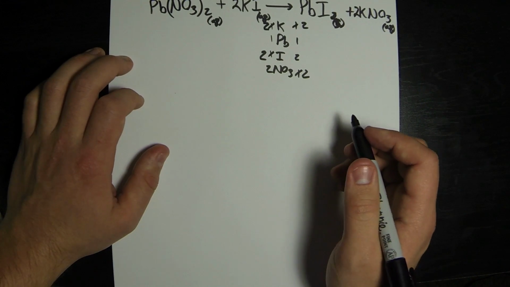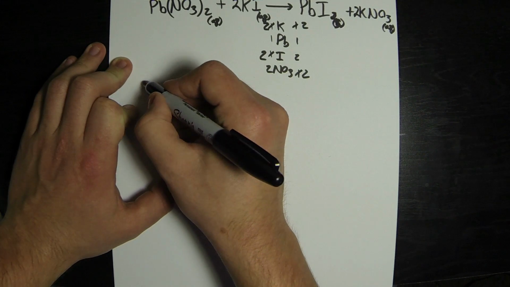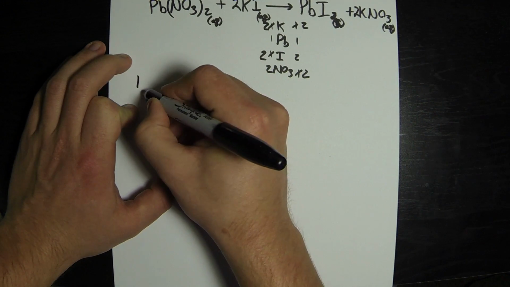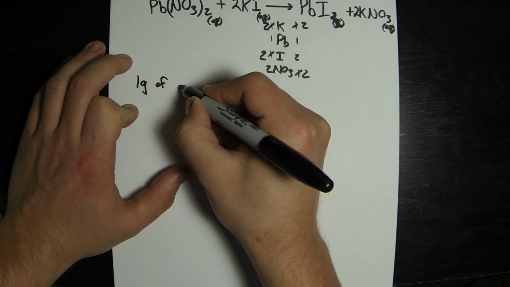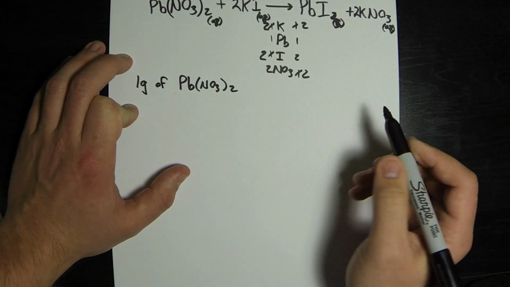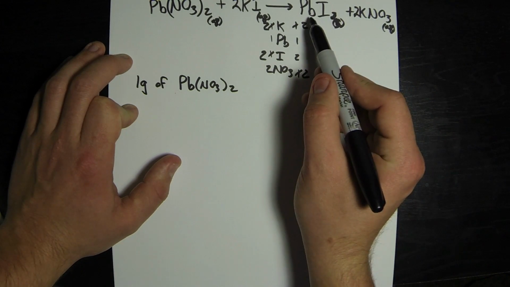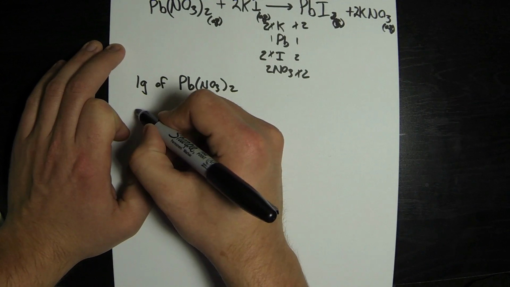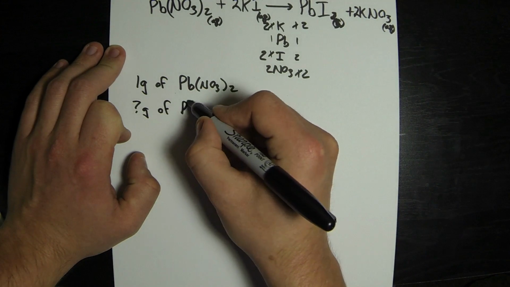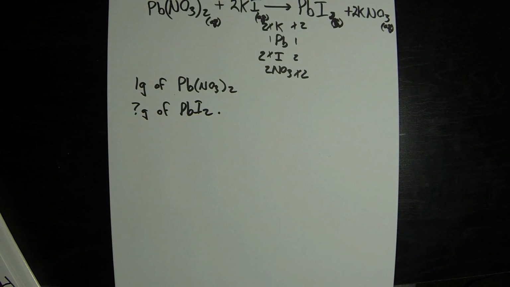So let's say we add, okay, so we have 1 gram of lead nitrate. So 1 gram of lead nitrate. How many grams of lead iodide can we make? PbI2. So how many grams of lead iodide can we make?